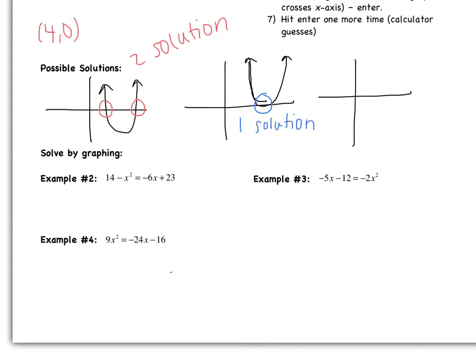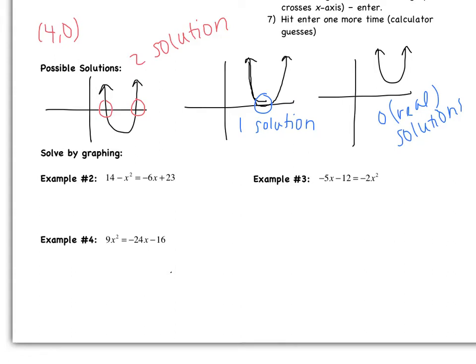And then it's also possible to have no solutions. So that's a quadratic where the parabola does not cross through the x-axis. So something like this. This has 0 real solutions. And we're going to talk about what that means later, but not yet in this section.